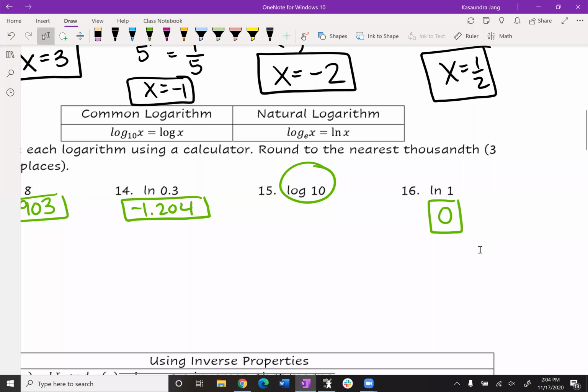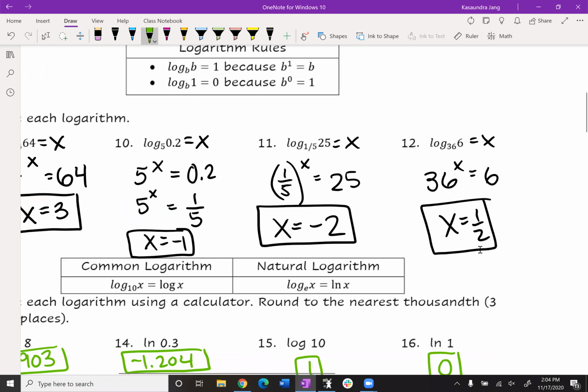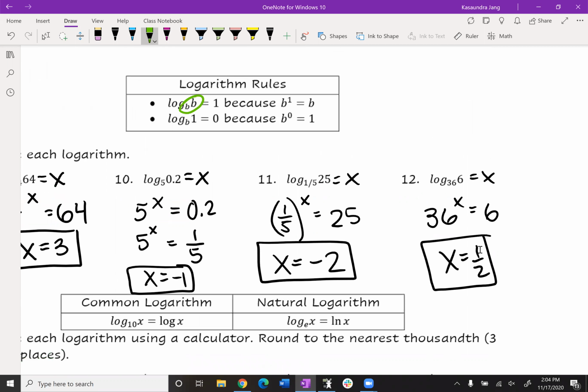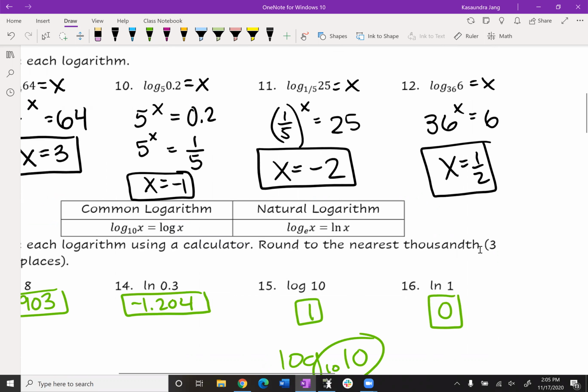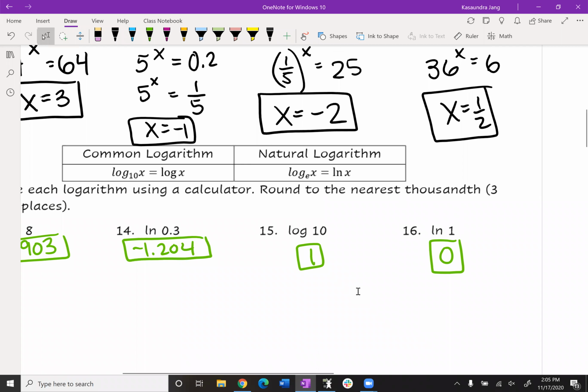And then Aaron, you got a 1 on this one, which actually fits one of our log rules as well. They didn't write the base of 10, but it is a log base 10 of 10. So the base and the argument are the same, which is this rule up here. The base and the argument are the same, so it ended up equaling just a 1. So those were the log rules we had. You probably didn't have to use a calculator for it if you know those log rules. Okay, questions on this before we move on?